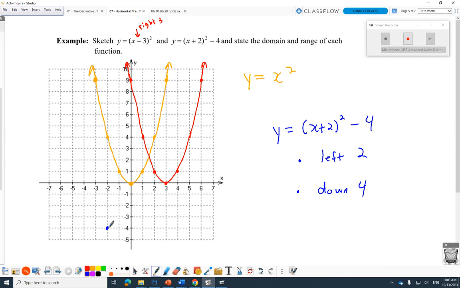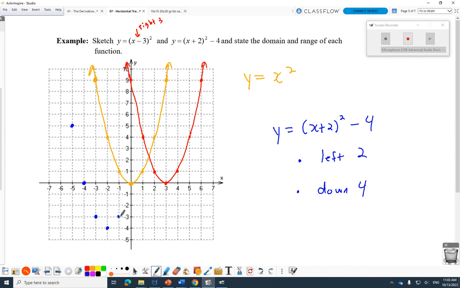Here I go. Left 2, down 4. Take this point, left 2, down 1, 2, 3, 4. Good. Take this point, left 2, down 1, 2, 3, 4. Take this point, left 2, down 1, 2, 3, 4. Like that. This point goes left 2, down 4.